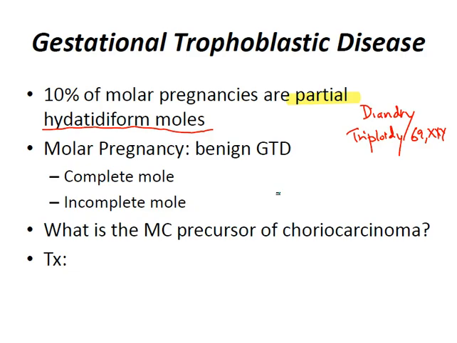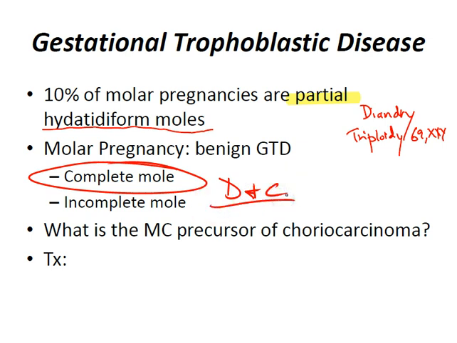Now, what is the most common precursor to choriocarcinoma? That would be a complete mole. Remember I said they have a malignant potential. However, a complete mole is more likely to undergo malignant transformation into a persistent invasive mole than into a choriocarcinoma. Treatment of a complete or partial mole is D&C.